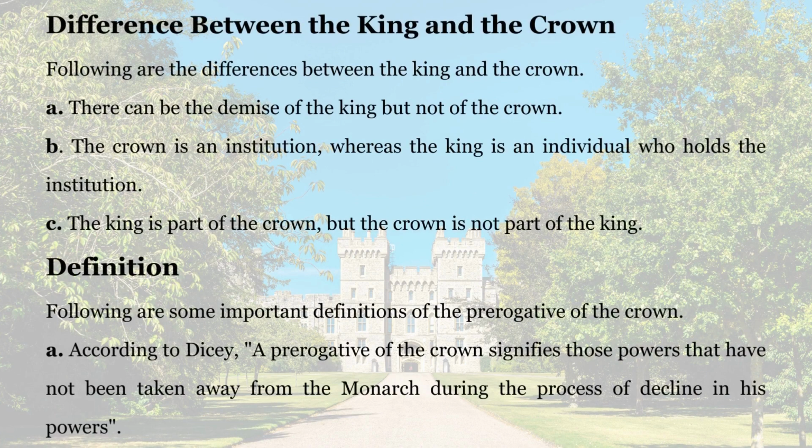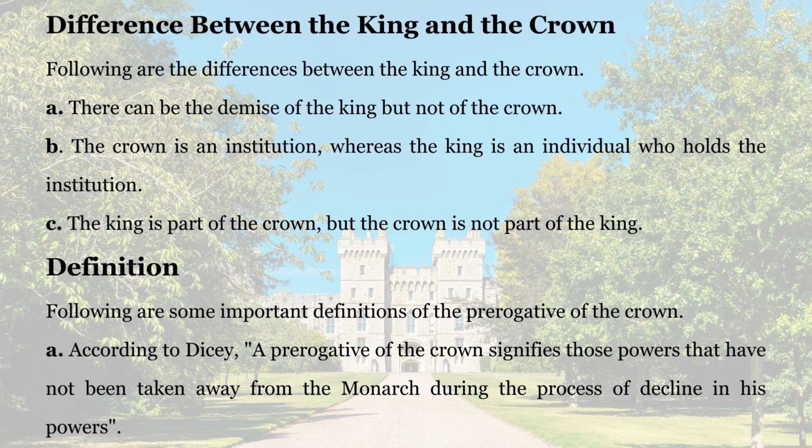Difference between the King and the Crown. Following are the differences between the King and the Crown. A. There can be the demise of the King but not of the Crown. B. The Crown is an institution, whereas the King is an individual who holds the institution.